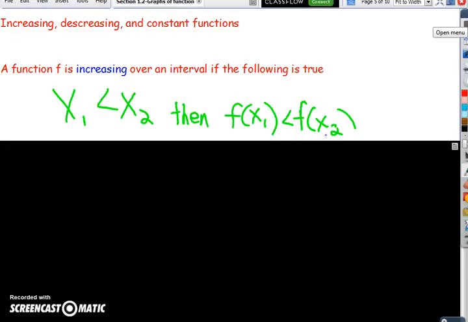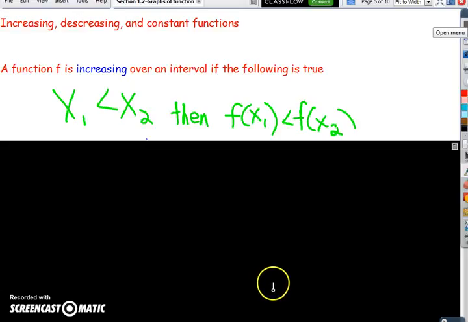It means the following. If I take an x here, and I find another x bigger than it, it's increasing if my y values are also bigger. So as you move from left to right, as your x gets bigger, your y values should get bigger.